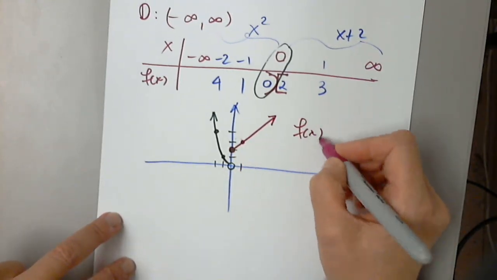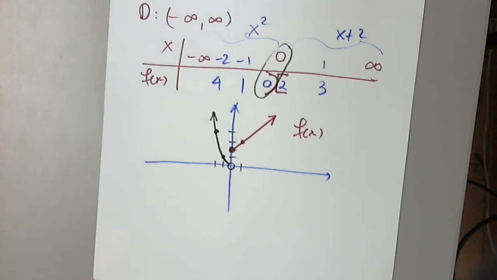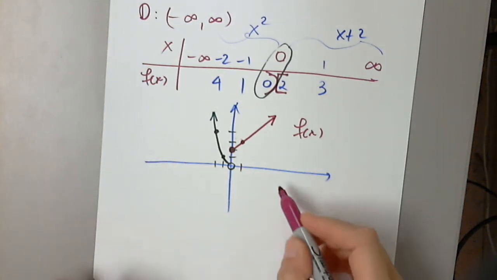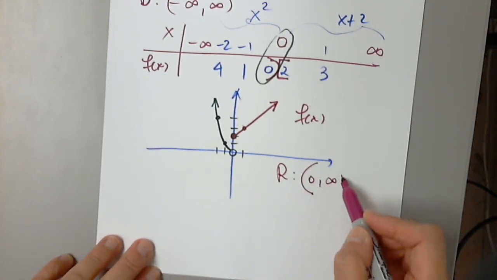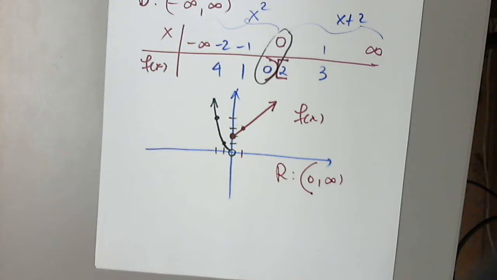So this is the function f of x. Notice that branches cannot be extended. X squared is only between negative infinity and 0, and x plus 2 is only between 0 and infinity. Can anyone give us the range of this function? With a parenthesis, 0 to infinity, because this is not a full point. Very good.